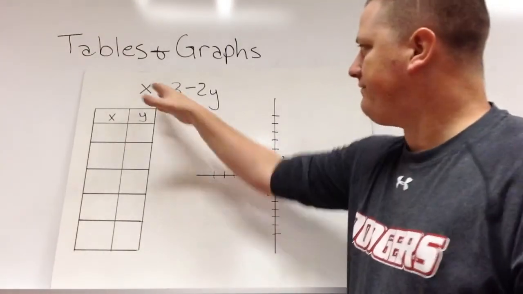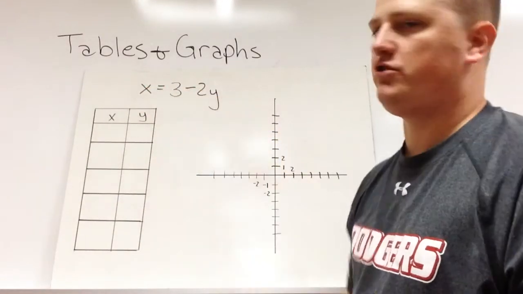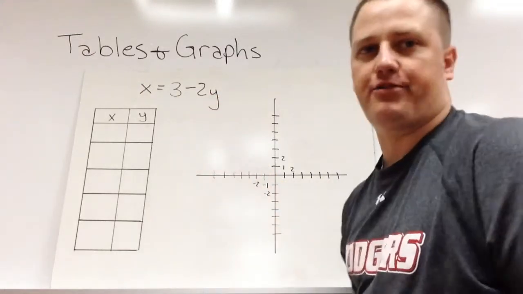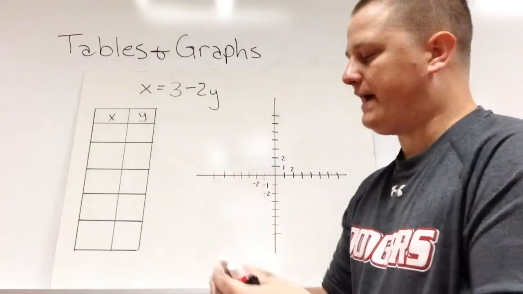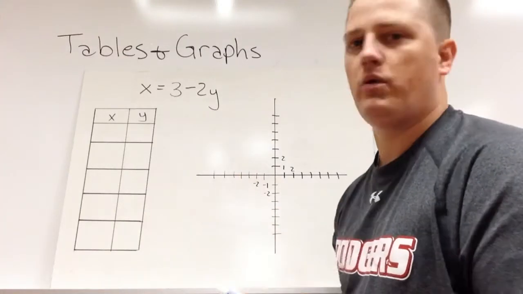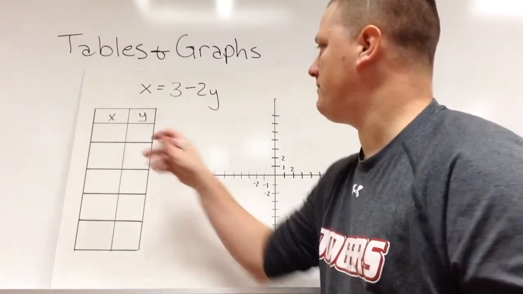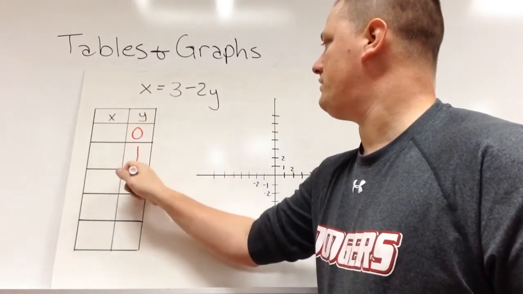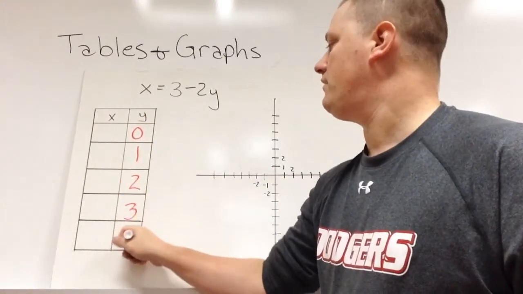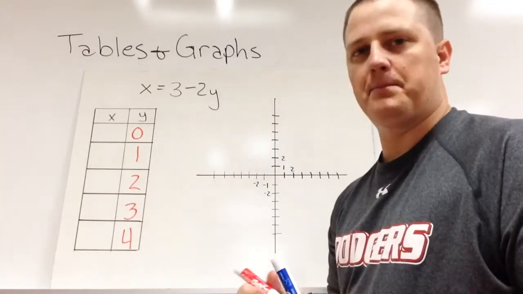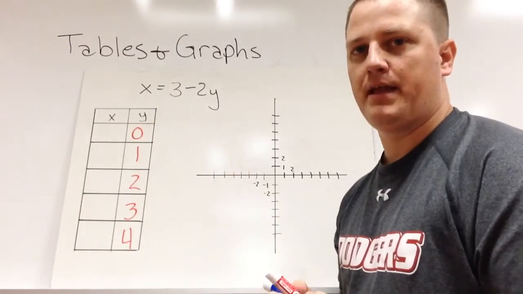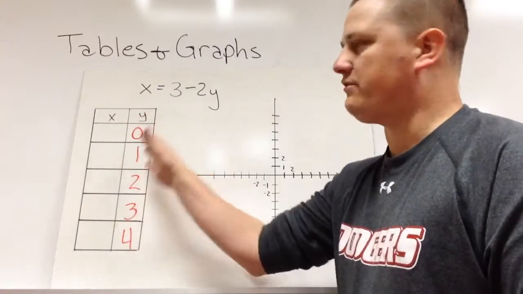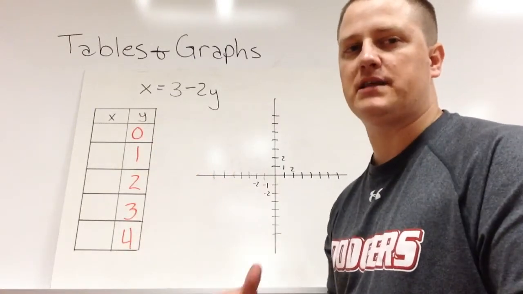Okay, this time we have the equation x equals 3 minus 2y. So in this case, we're doing math to the y. We're going to want to pick y values here. There are no fractions, so again, I can go by ones. So I'm going to go 0, 1, 2, 3, 4. I'm going to put these numbers in and find my x's in this situation. So it really doesn't matter if we pick x's or y's. We can do the process either way.